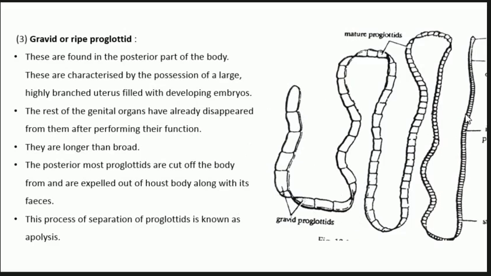So you have the immature proglottid again. In this immature proglottid, development of male and female genital organs takes place. Then you have a mature proglottid where male as well as female genital organs have been formed, and where fertilization may take place. After that fertilization, when the embryo is present in the area, we call it a gravid proglottid.